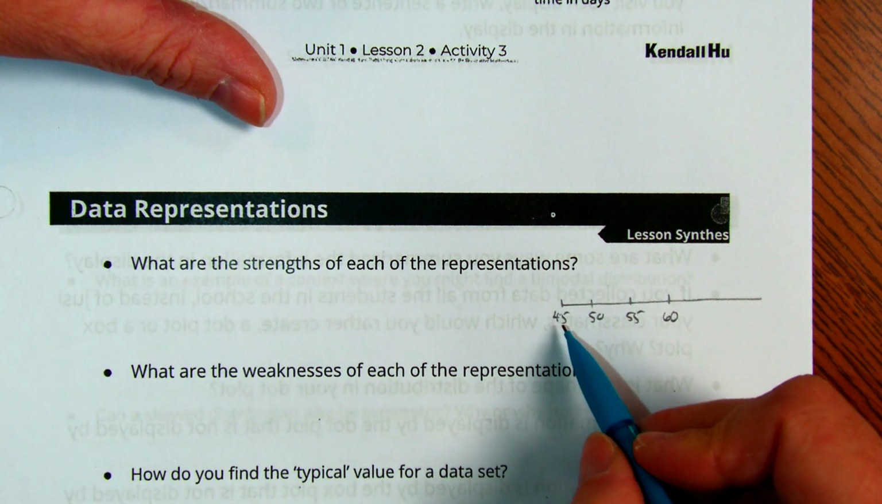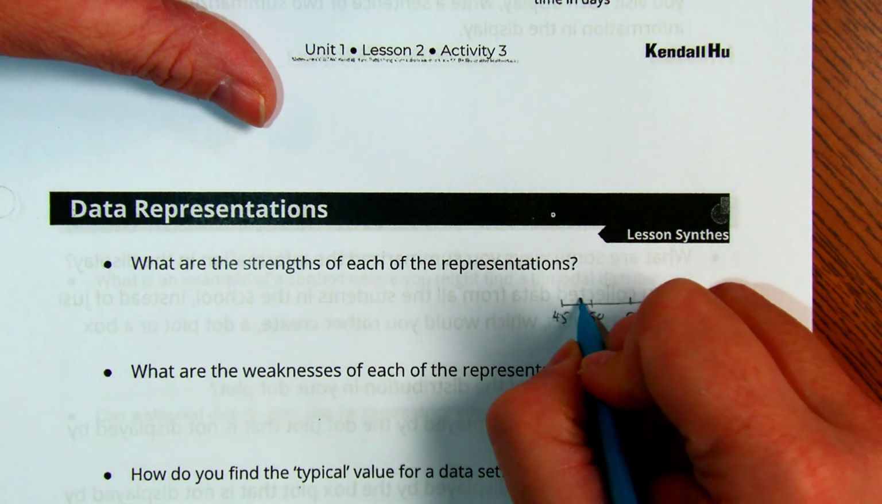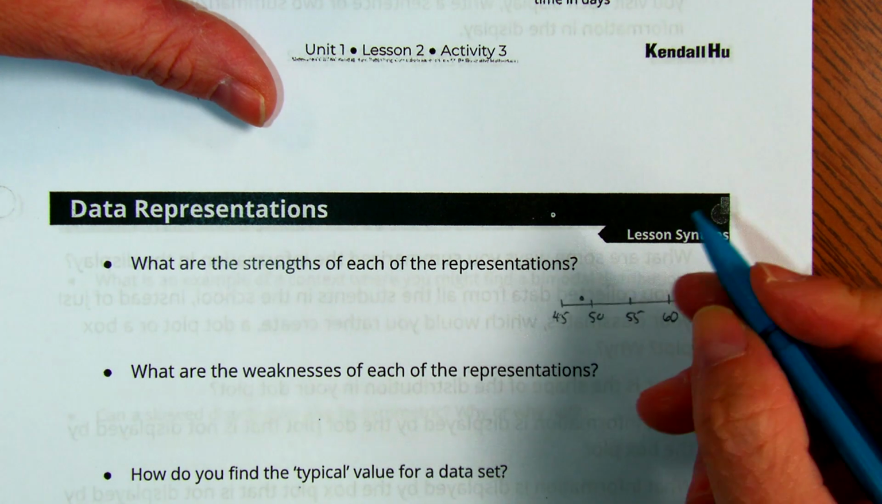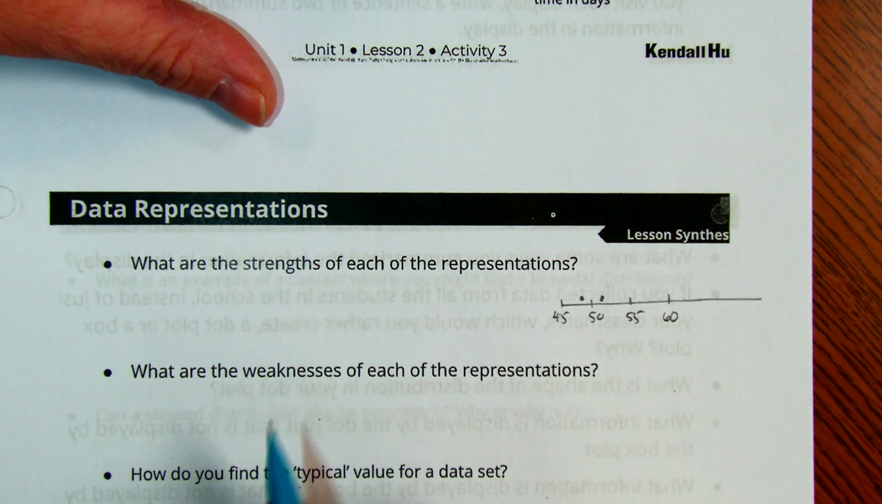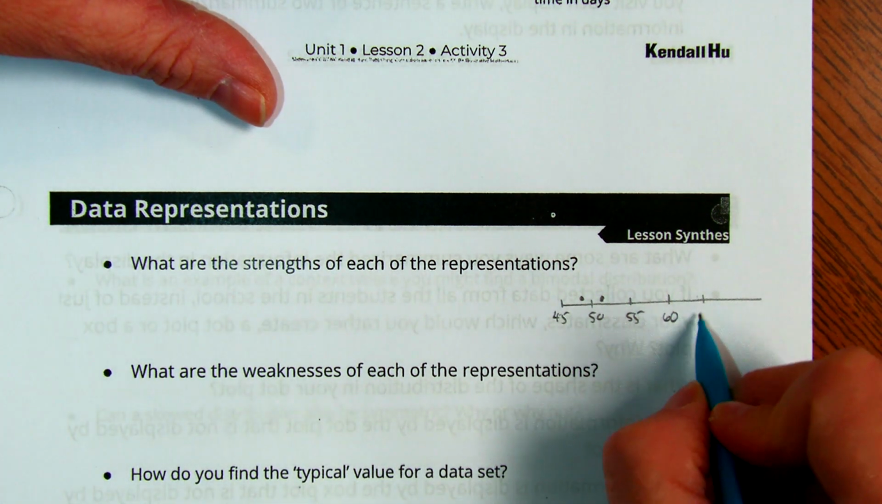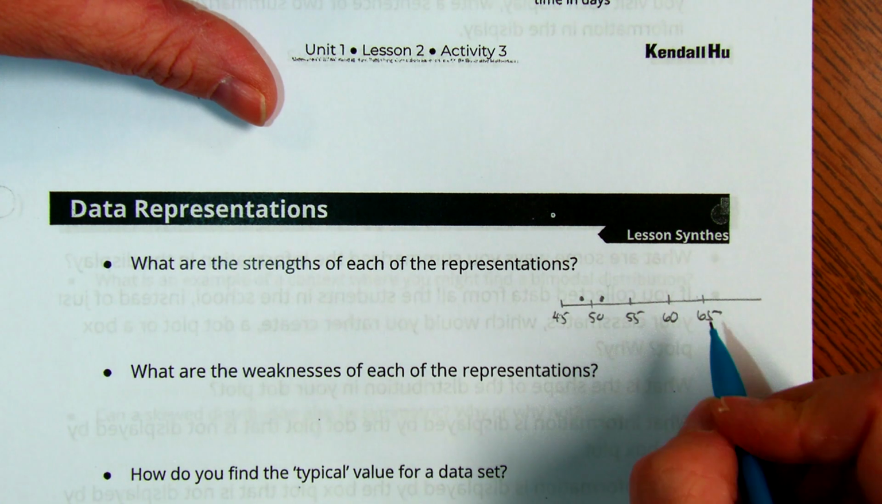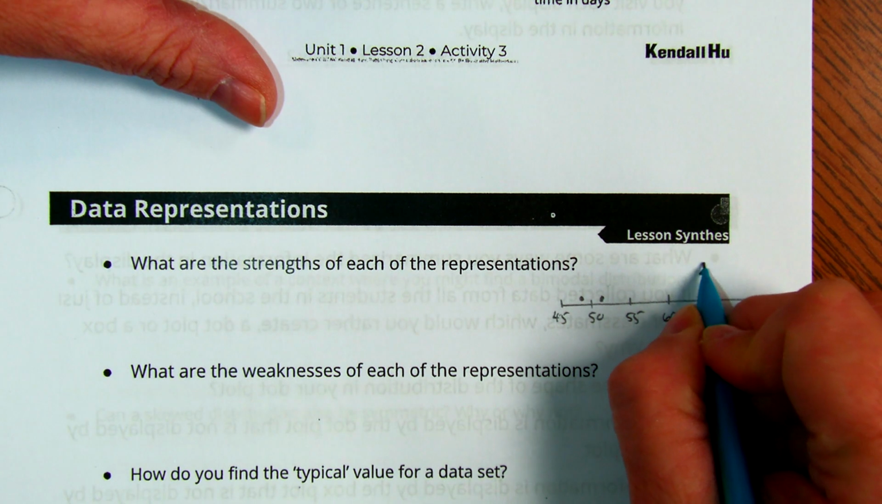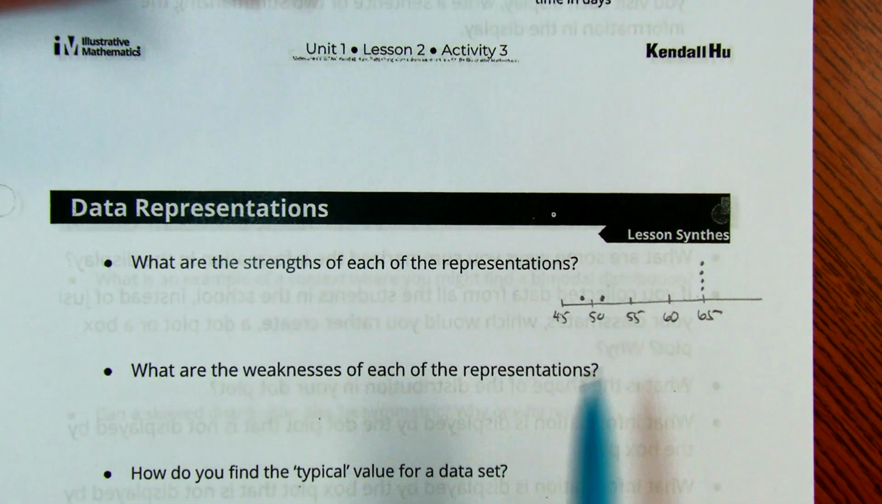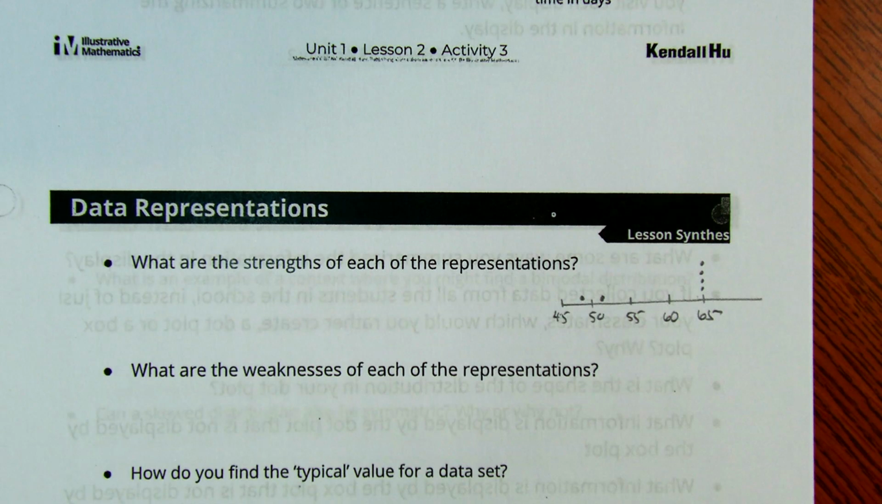So we had our data of 47, so then you'd put a dot about 47. We had a 52, so a dot about at 52. If you looked, when we got to 65, we had several of them. So we had 1, 2, 3, 4. So you'd have 4 dots representing the 65. So there's some pros and cons about each of the types of plots.